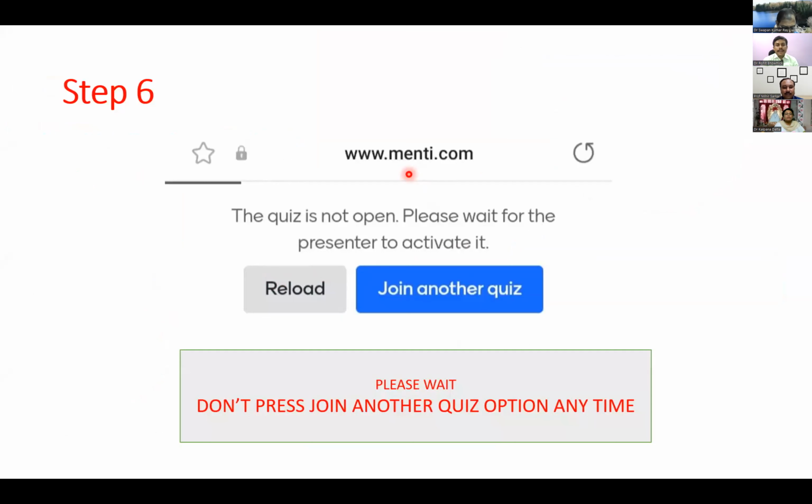After you join, it will show reload or join another quiz. Don't press anything. If you press join another quiz, you will be out, without your knowledge, from this app. So don't press anything. Automatically the question will come to your screen. If you pressed something or you are lagging because of network issues, you can click reload, but unfortunately by that time one or two questions may go.